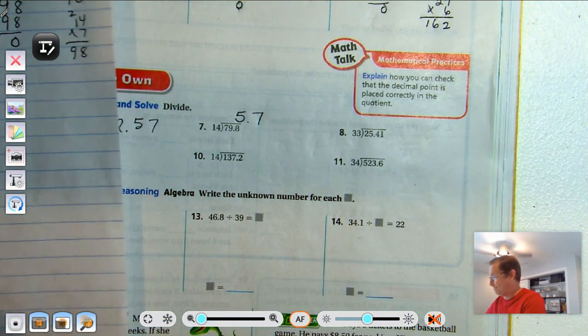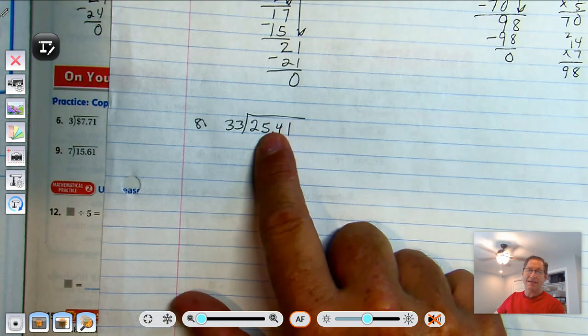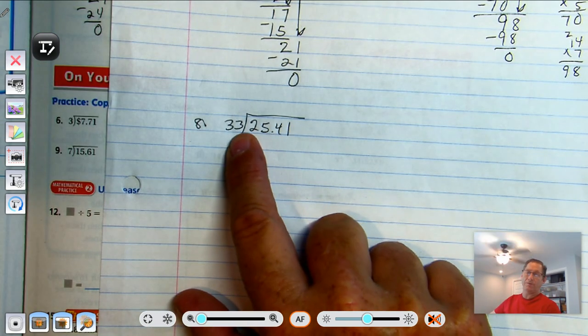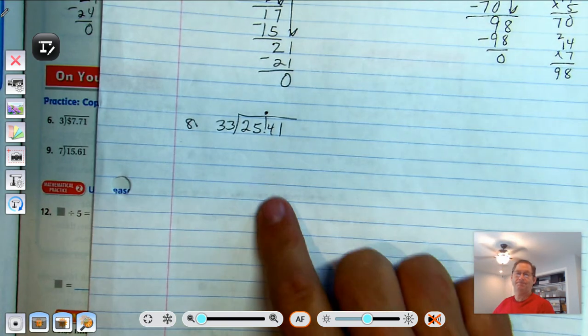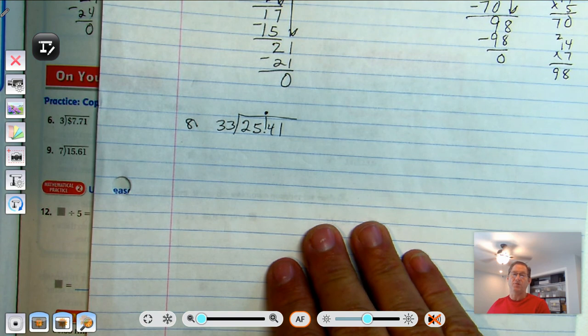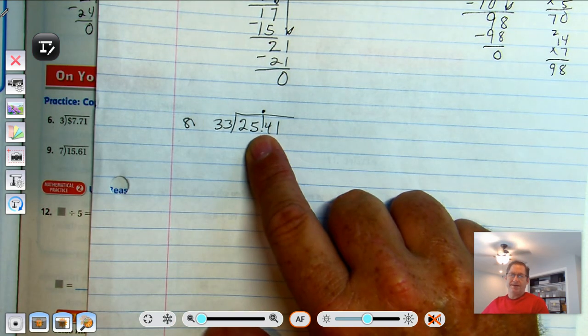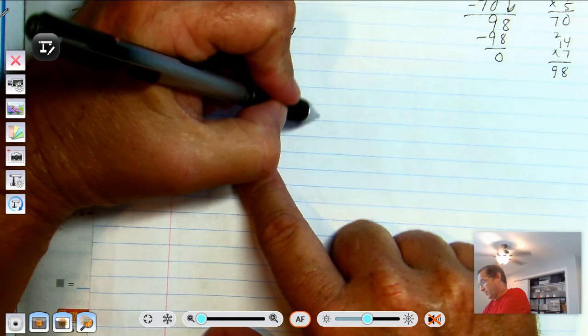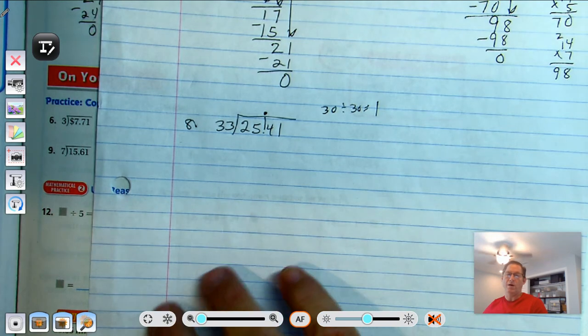All right, number 8. 25 and 41 hundredths divided by 33. We have a decimal divided by a whole number. All we have to do is put the decimal point straight up in its current location. 25 is close to 30, and 33 is close to 30. So if we have 30 divided by 30, we should get an answer of about 1.